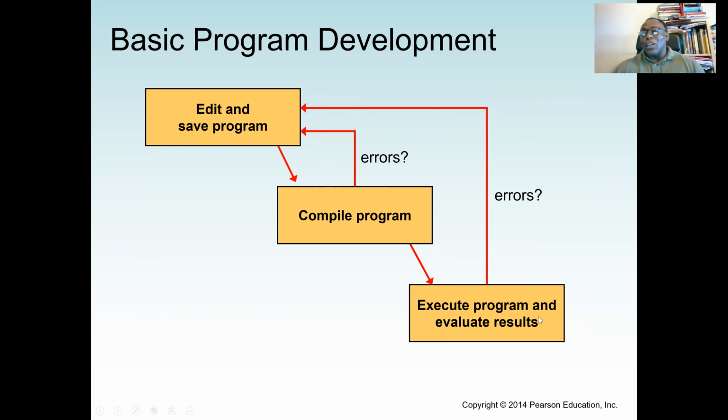If the result is wrong, then we still have to go back to the source code, and maybe the formula is wrong, something is wrong. So those are, again, the basic program development phases. Write your source code, compile it. If there's no error, you execute it. Then look at your result. If the result is good, you finish. If the result is not good, then go and modify your source code.